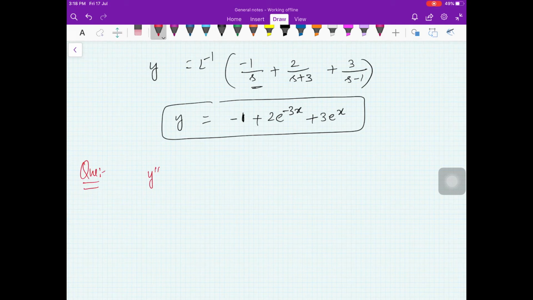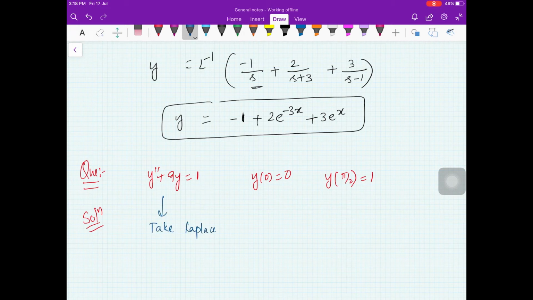So you have a differential equation y double dash plus 9y is equal to 1, and y of 0 is 0 and y of pi by 2 is 1. So you have to solve it using Laplace transformation, right? So let us do this. Again the idea is the same, take Laplace transformation on both sides.